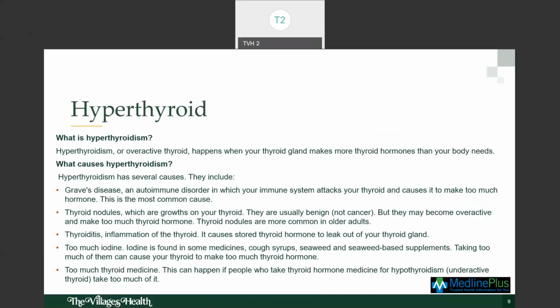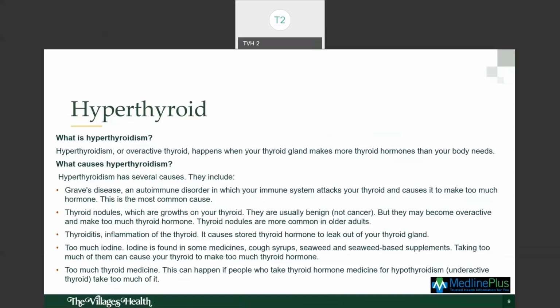Also, too much iodine. So we discussed the iodine in salt here that we have in the United States, but iodine is also found in some medications like cough syrups, even some seaweed and seaweed-based supplements. So taking too much of these can cause your thyroid to make too much of the thyroid hormone.